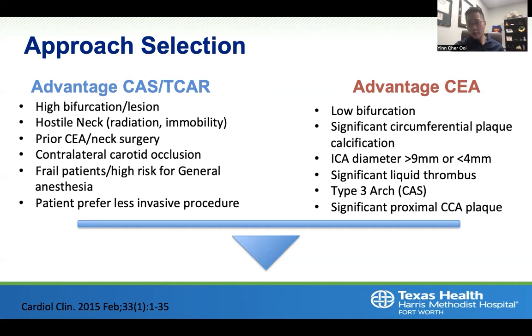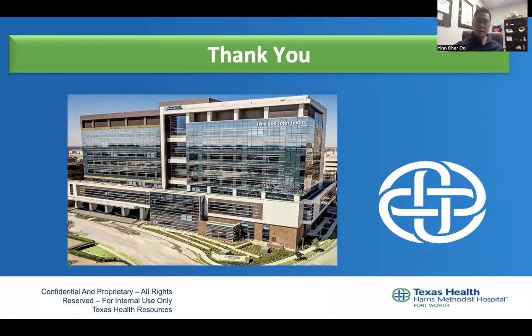However, in patients with a low bifurcation where a CEA should be pretty straightforward, or if there is significant circumferential plaque calcification where angioplasty stenting may not adequately open the carotid artery, or there's significant risk for restenosis, or if there is a significantly large or small ICA diameter where a stent may not be adequate, or if there's a hostile arch for carotid angioplasty stenting, namely a type 3 arch, and for TCAR, if there is significant proximal CCA plaque where you do not want to access the carotid artery directly, then the advantage goes to carotid endarterectomy. So with that, I conclude the presentation for today, and I appreciate your attention.